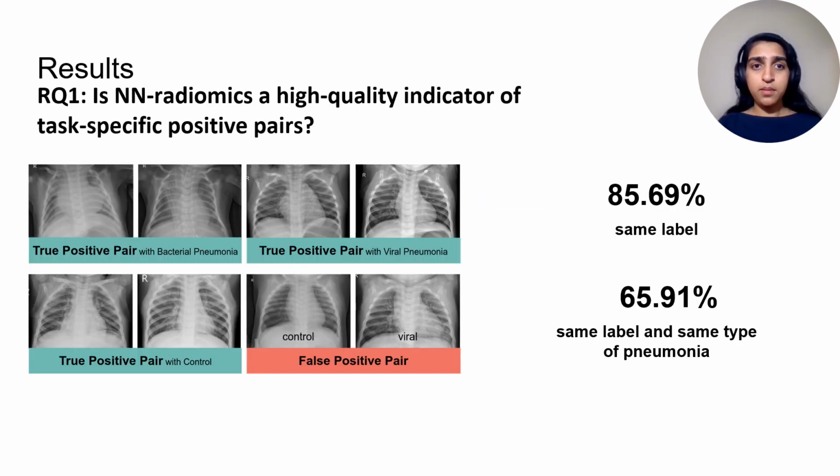We used a binary pneumonia identification dataset to answer 3 research questions to understand the performance of our algorithm. First, we analyzed the ground truth labels of the positive pairs and found that around 86% of positive pairs share the same label, and further, around 66% of those with pneumonia share the same type, that is bacterial versus viral pneumonia. This demonstrates that radiomics features do capture meaningful similarities and differences in the chest X-rays.